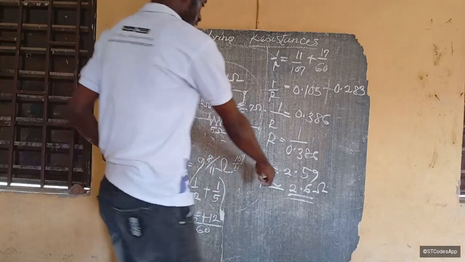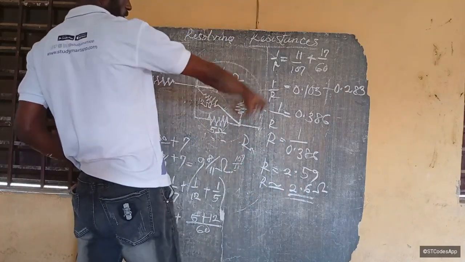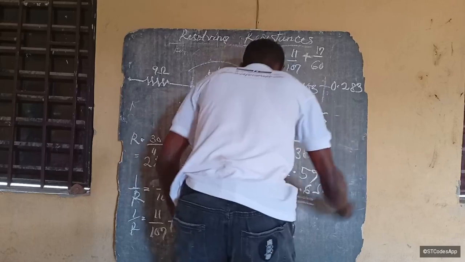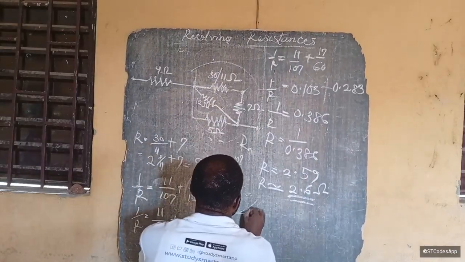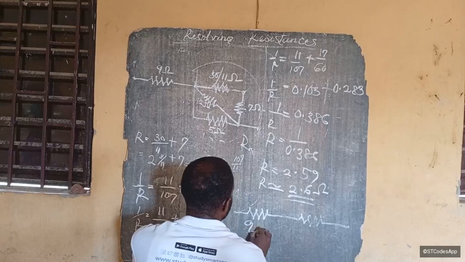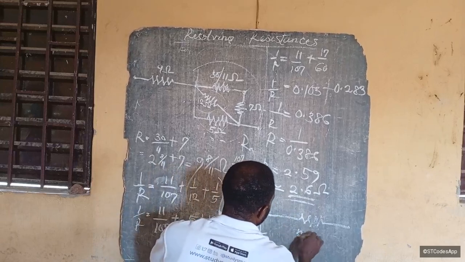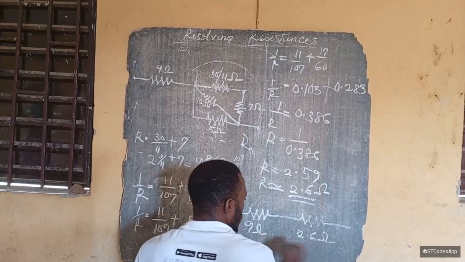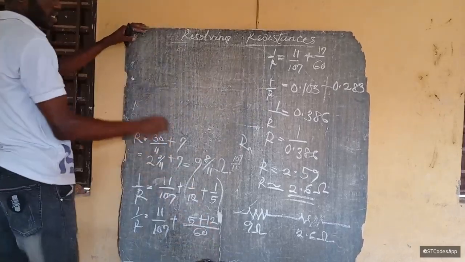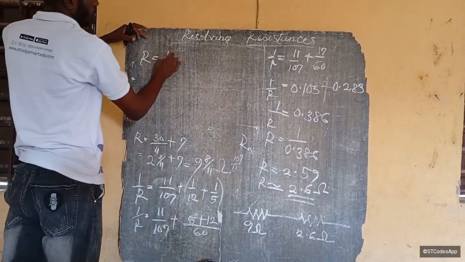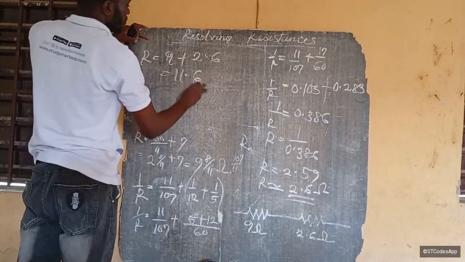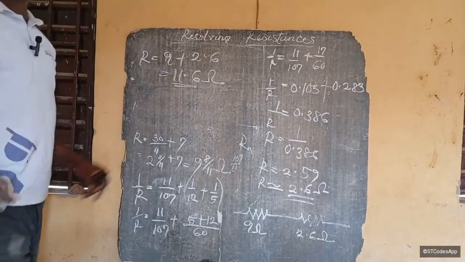So what we have left, having gotten 2.6 for this portion of the circuit here, now we're going to resolve it with this. So our circuit has now become something like this, with this one being the 9 ohm resistor and this part being the 2.6 ohm resistor. This is in series, therefore our equivalent resistance R will be 9 plus 2.6, and that's going to be 11.6 ohms. So that's how to resolve that circuit.